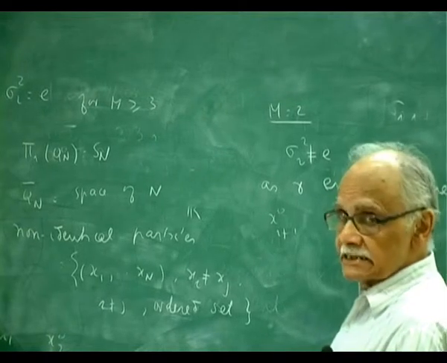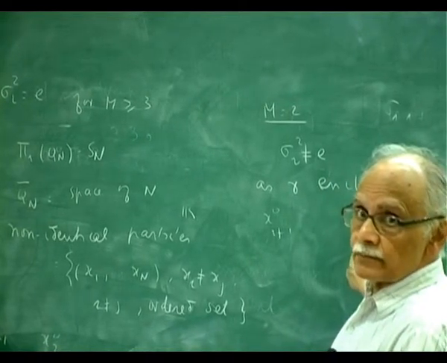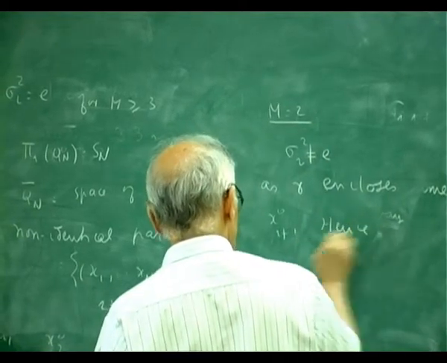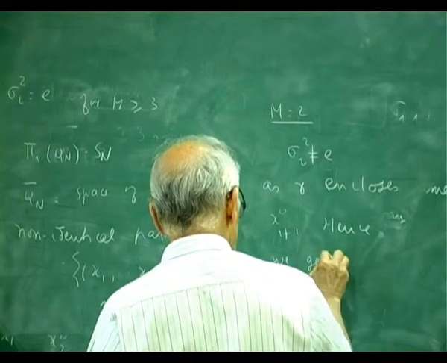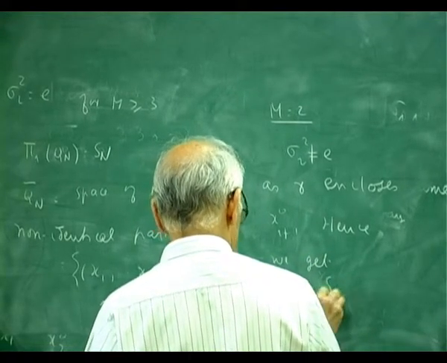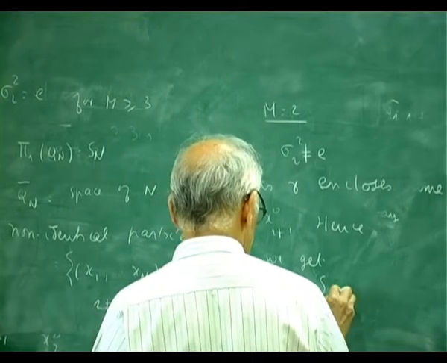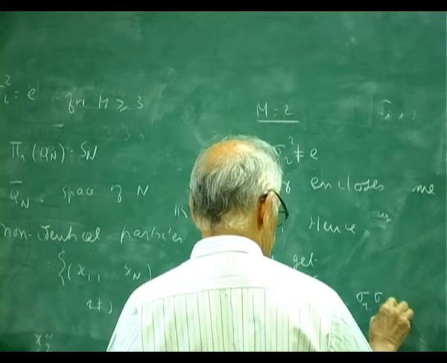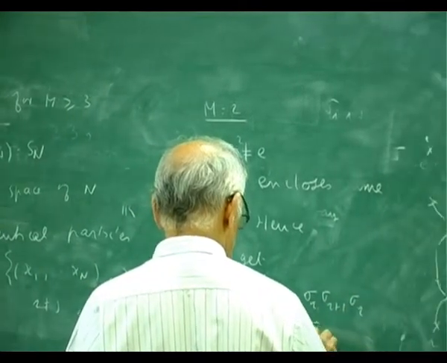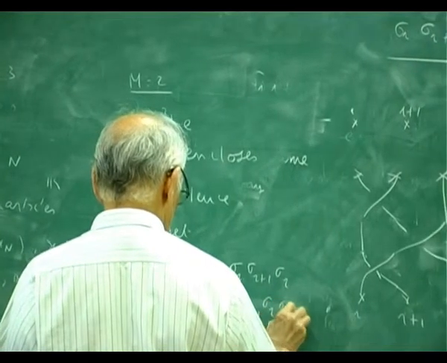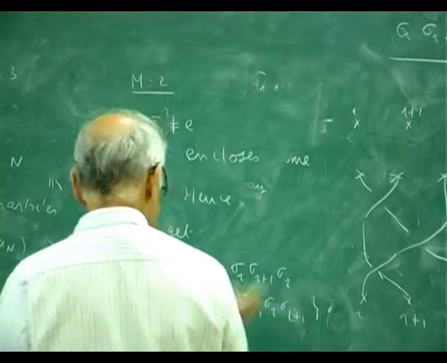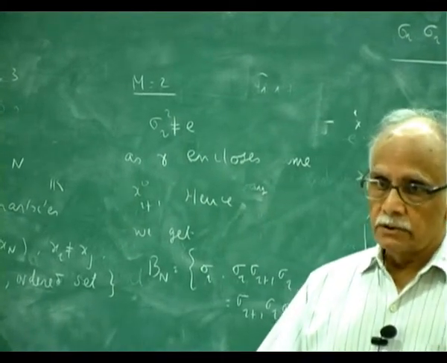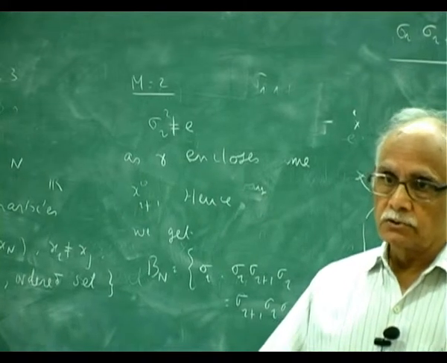So if you drop this relation, hence we get what is called a braid group. This braid group is given by the generators sigma I, okay. Sigma I plus 1 sigma I sigma I plus 1 equals sigma I sigma I plus 1 sigma I. This is the definition of the braid group. You just drop the statement that the square is 1.